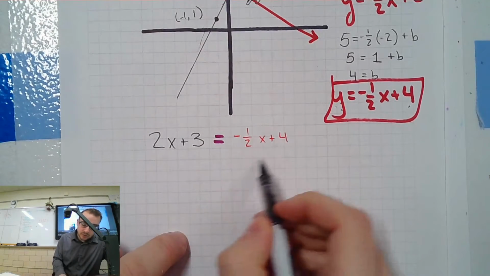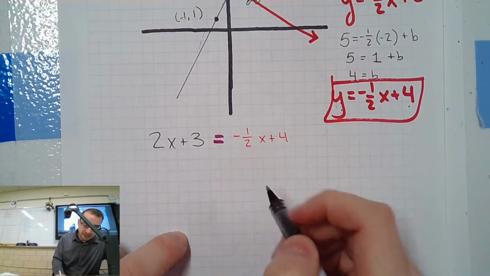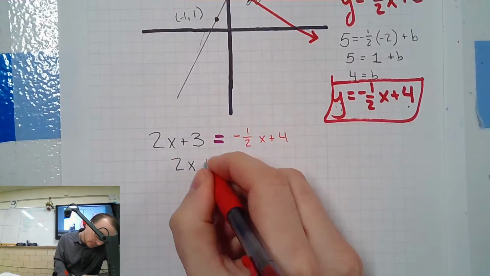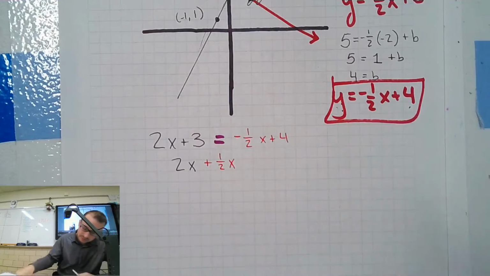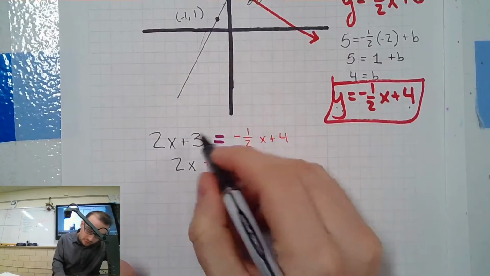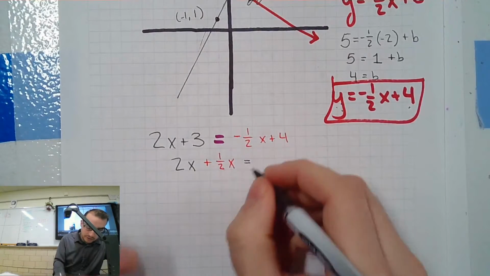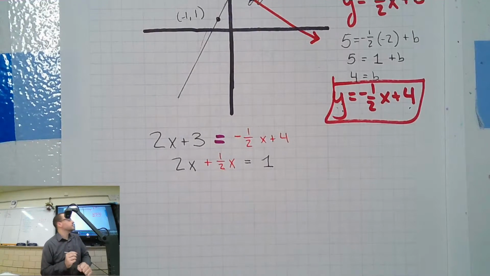We're going to subtract 3 and move that over and add a half x to this side. So what we end up with is 2x plus a half x equals 3 plus 4. When we move the 3 over, we subtract it, right? So I'm left over with 1. Is everybody cool with that? I'm doing 2 steps at once here. We're doing advanced algebra techniques.